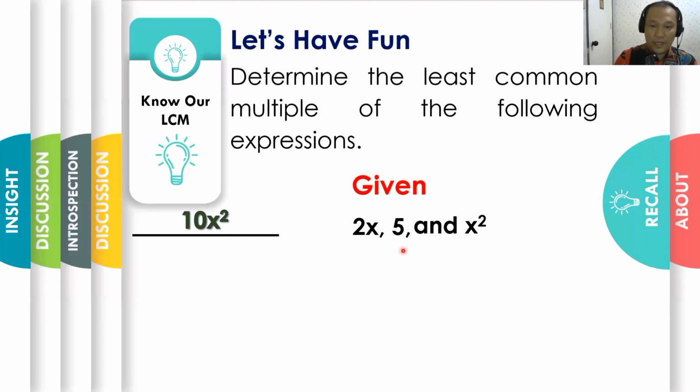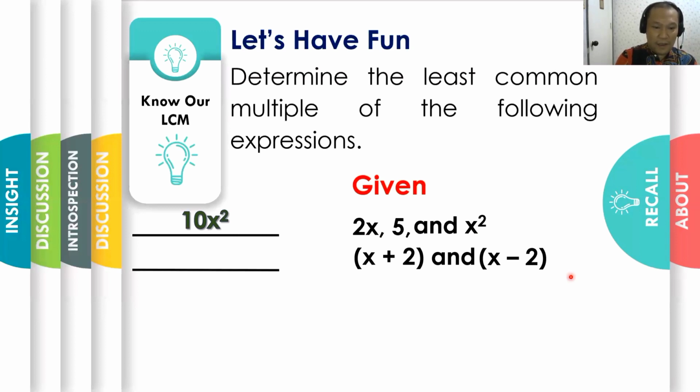Now, what if we do have x plus 2 and x minus 2? Okay, now what will be our LCM? Okay, now the LCM here is x plus 2 times x minus 2, or also equal to x squared minus 4. Okay, you may use x plus 2 and x minus 2 or x squared minus 4.